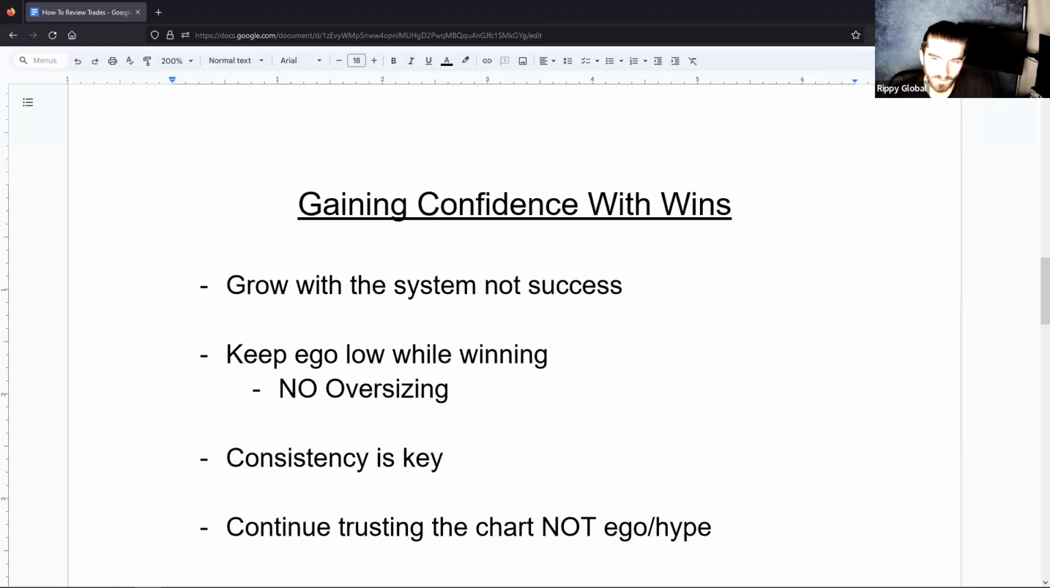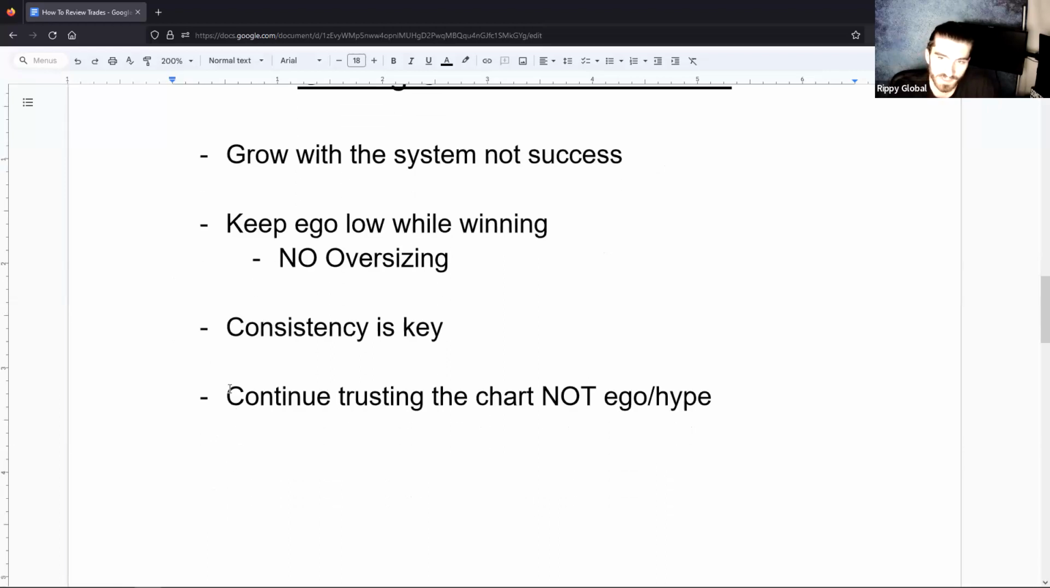You have to stick to the same system, keep that consistency going, and work your account up to the point where you can risk a few hundred dollars if you want to on a play. But as you're growing, you can't risk that with a small account or force things you may not be able to recover from. So continue trusting the chart and not just the ego and the hype that you may have. The chart is always going to tell what's going to happen.